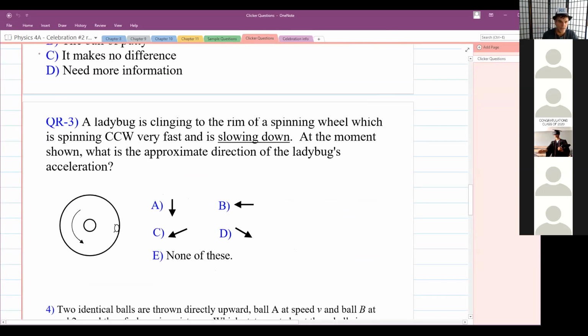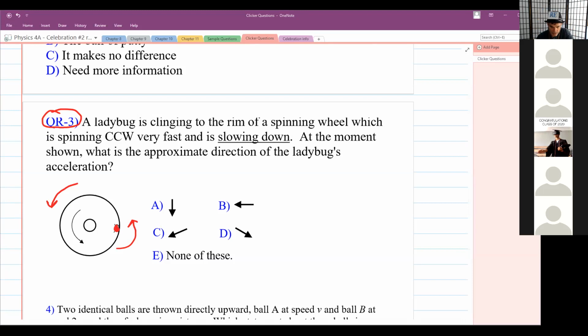Clicker question 3. A ladybug is clinging to the rim of a spinning wheel, which is spinning counterclockwise, so spinning in this direction, very fast and slowing down. At the moment shown, what is the approximate direction of the ladybug's acceleration? So the ladybug is right here. We know this thing is moving counterclockwise, but it's slowing down. And the question is, what is the direction of the ladybug's total acceleration?